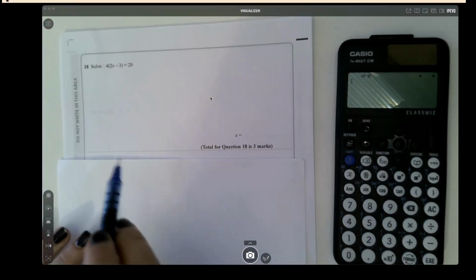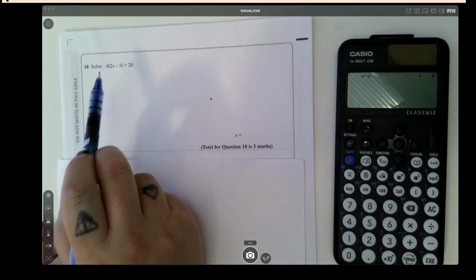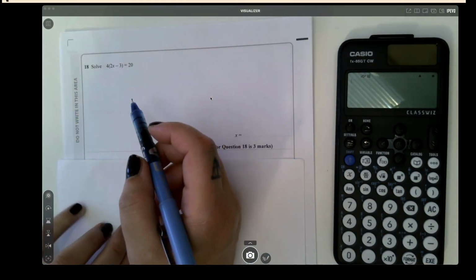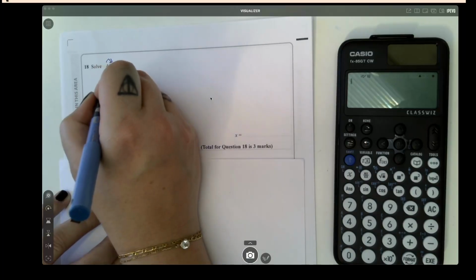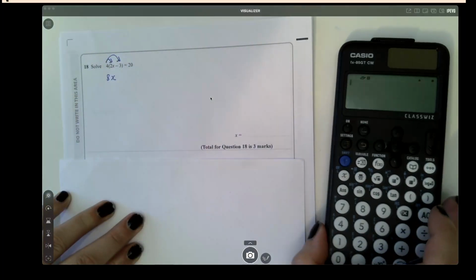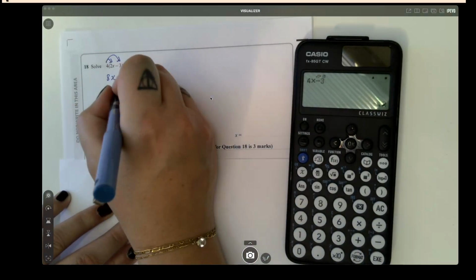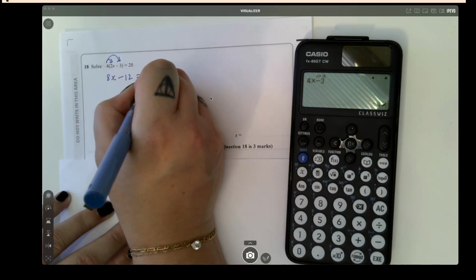Question 18. Solve 4 inside brackets 2x subtract 3 equals 20. So the first thing I'm going to do is expand the brackets. So 4 times 2x is 8x and 4 times negative 3. Remember, if you're not sure about negatives, you can do it yourself. 4 times negative 3, negative 12, equals 20.